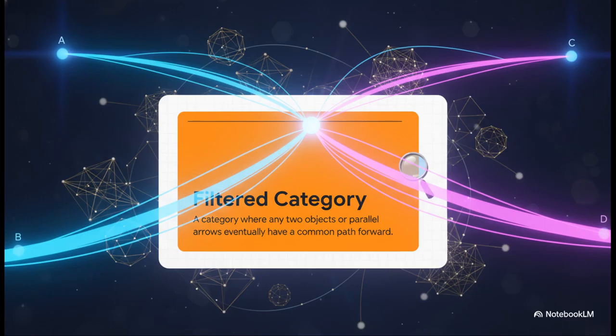First, if you pick any two objects in the system, there's always a third one downstream that they both connect to. And second, if you have two different ways to get from point A to point B, you can always go just a little bit further to a place where those two paths merge and become one. It is all about guaranteeing convergence.